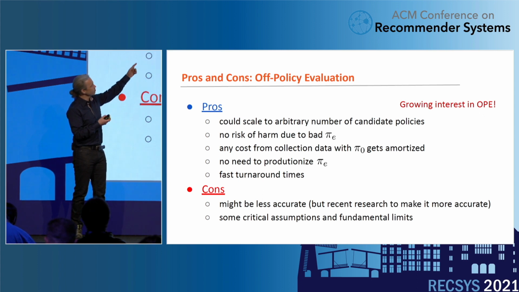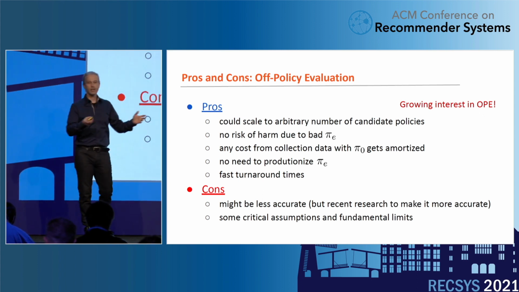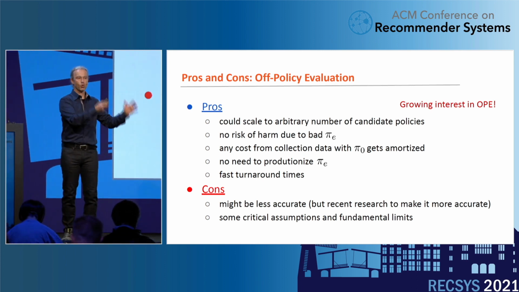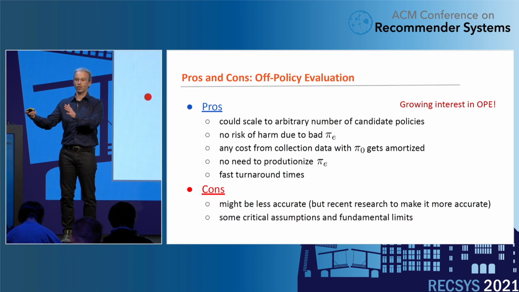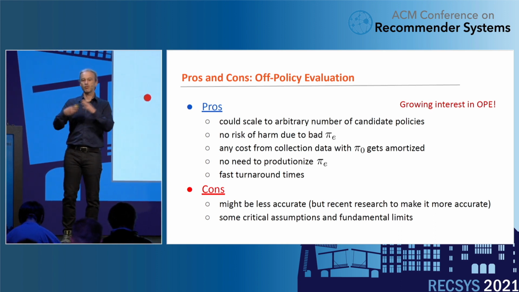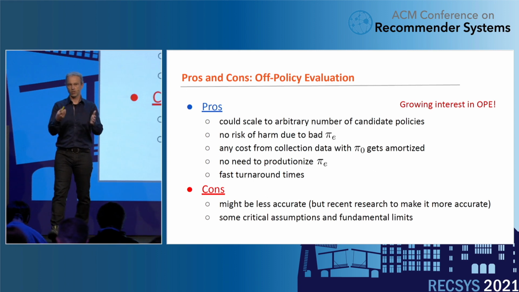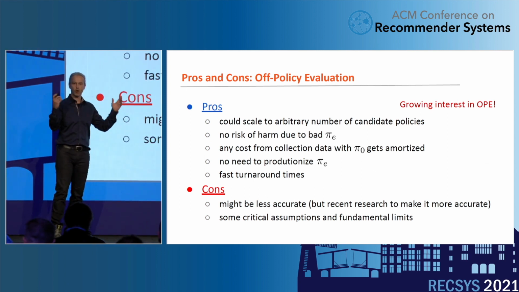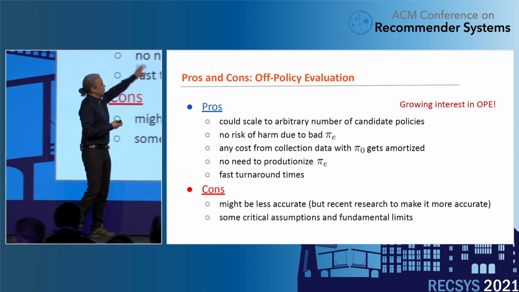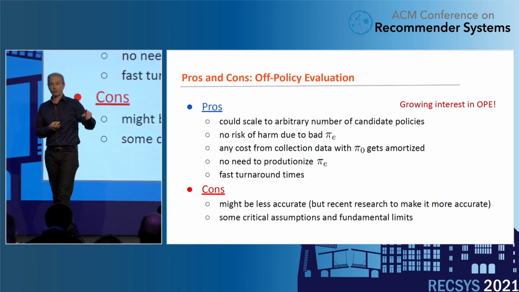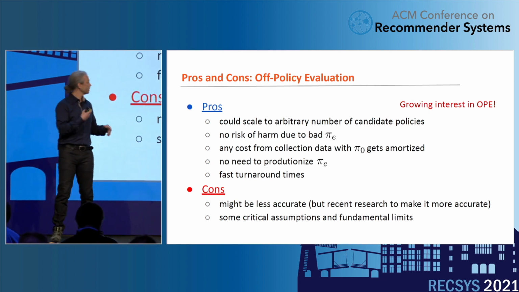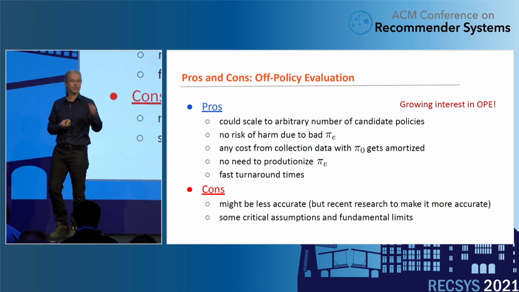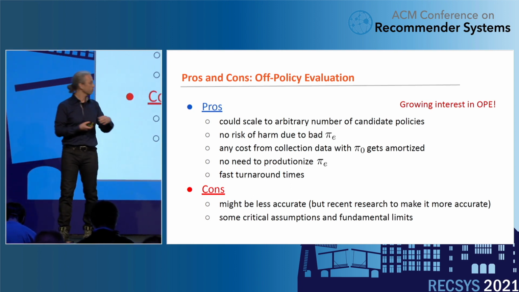Any cost from collecting this data from pi null actually gets amortized, right? We collect this data once, and then we use it over and over again to evaluate lots of new policies. So even if there was some harm or some cost to collecting data from pi null, it actually gets amortized over many offline A/B tests. We don't need to productionize pi e, right? So all of this additional work goes away, and that means fast turnaround times. We can evaluate a new policy in seconds, not weeks or months.